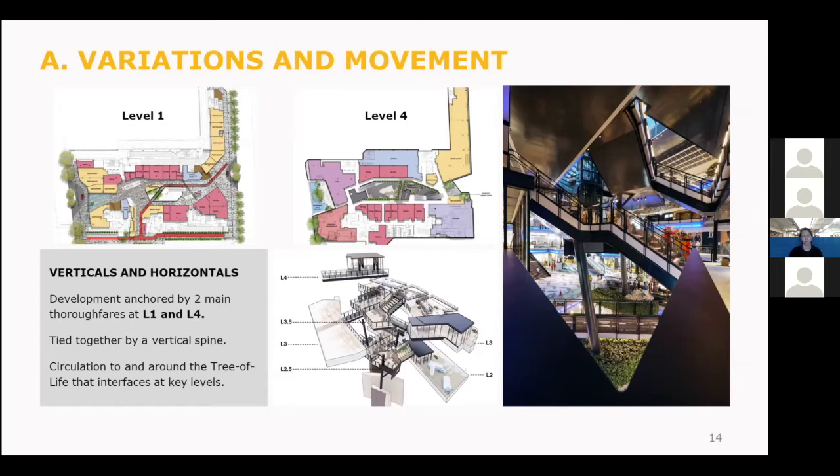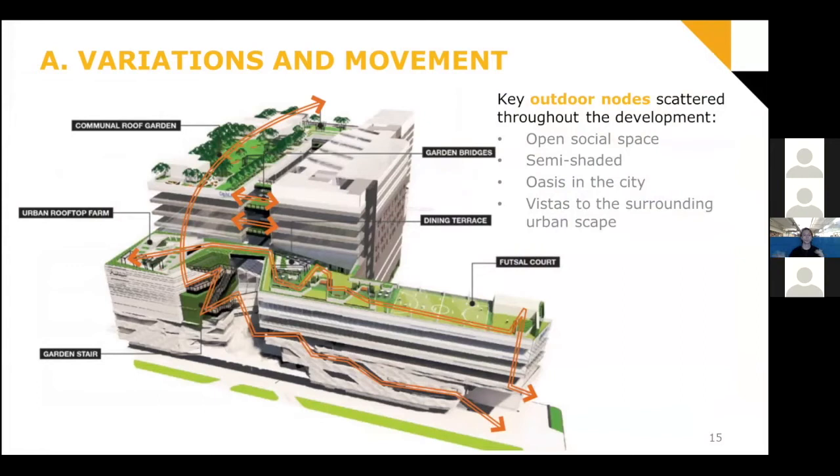The second idea is how we transition from outdoor to indoor. So as part of enlivening the civic district and creating almost like a mini oasis in the area, there are green pockets. There are key parts of this development. The first one, of course, being the communal roof garden. I'll show you some photos later. There's an urban rooftop farm, a futsal court, a garden staircase, and all these can be accessed from common circulations leading to the mall, either at the Coleman Junction or the entrances at Hill Street and Northbridge Road. These are all semi-open social spaces, semi-shaded, with the objective of forming an oasis in the city. And what's important also is they offer vistas to the surrounding urban scape.